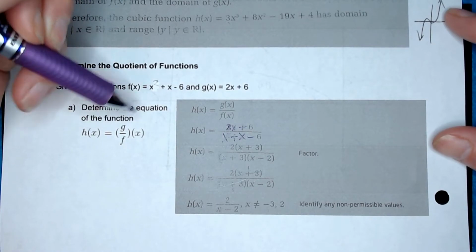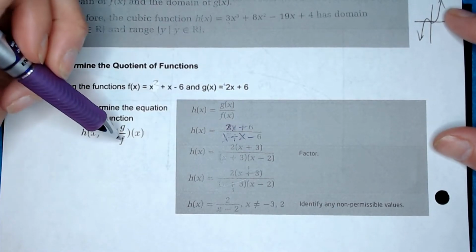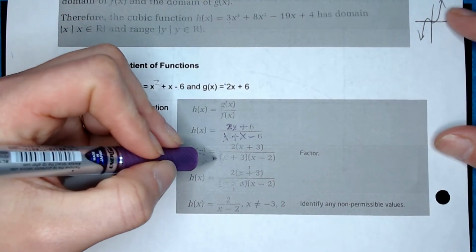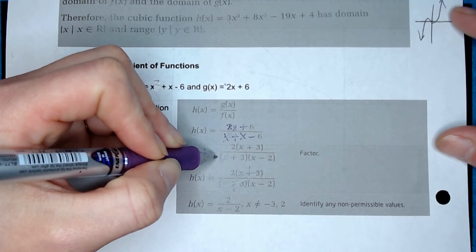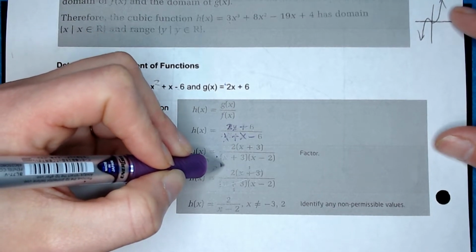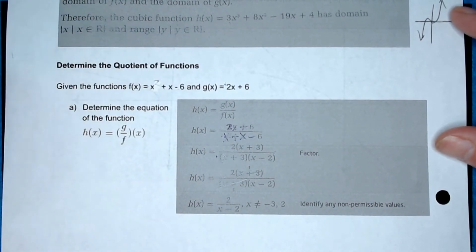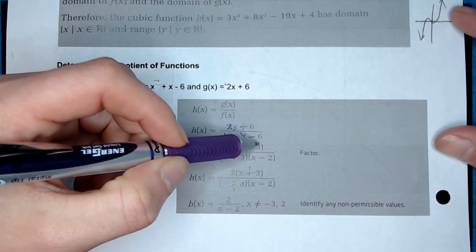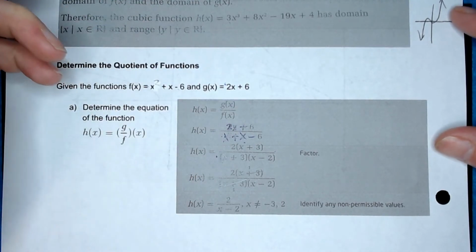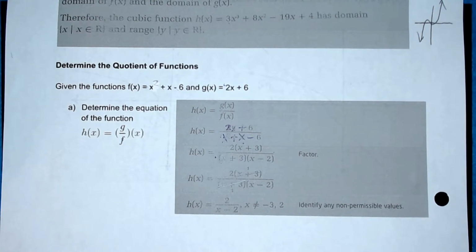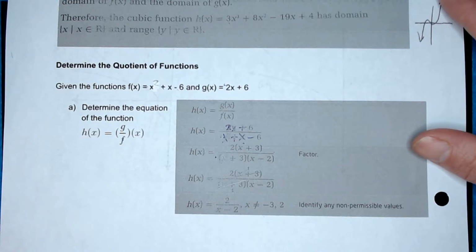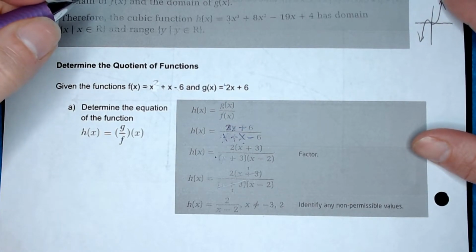So here, g of x is 2x plus 6. It goes on top, divided by f of x, x squared plus x minus 6. Now your first step here is to factor that quadratic equation. So we can break this down into x plus 3, x minus 2. Now that we've done that, we can see that we have x plus 3 on both the top and bottom. If you remember, that's a non-permissible value. So x cannot equal negative 3. And that would create a hole in your graph at that point.